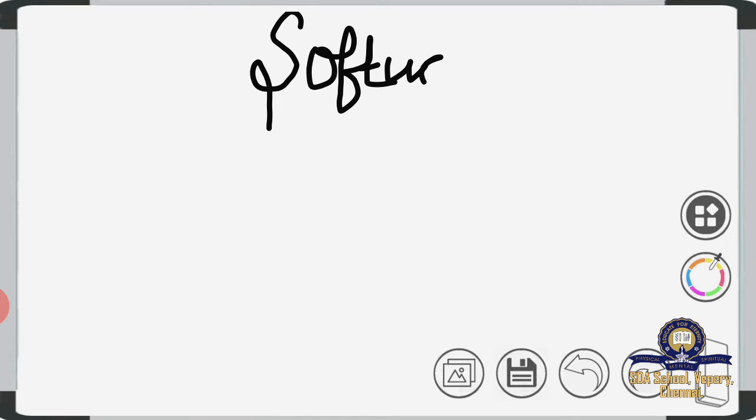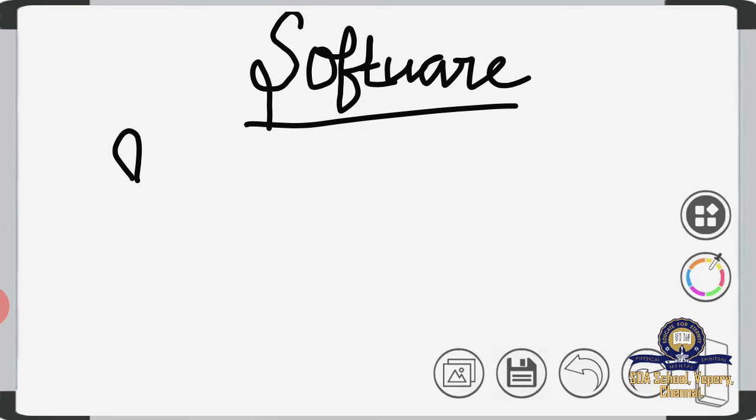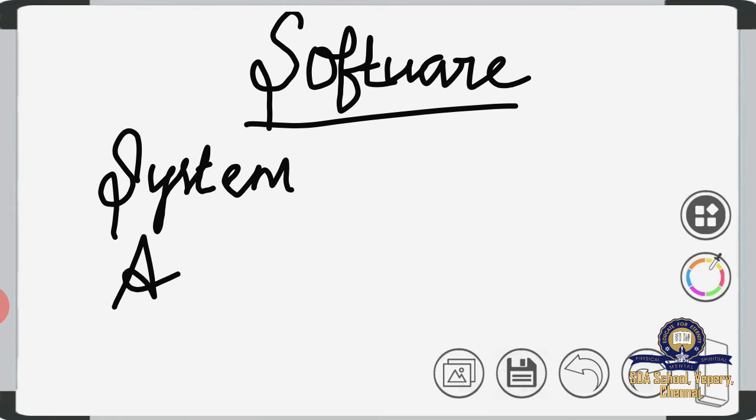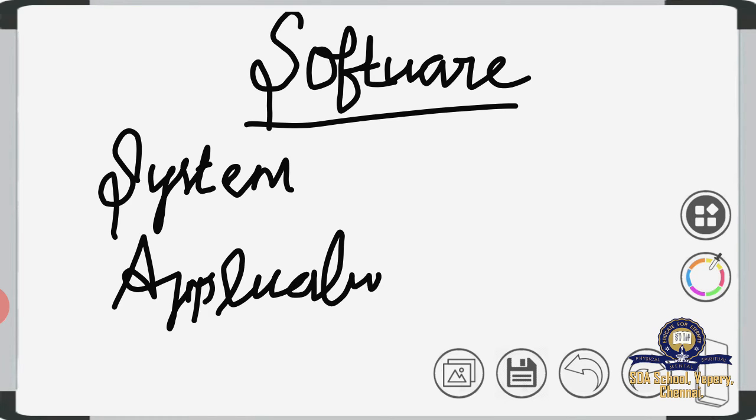Then let us recall from the first. First we saw about software. It has two types, right? That is system software and application software.